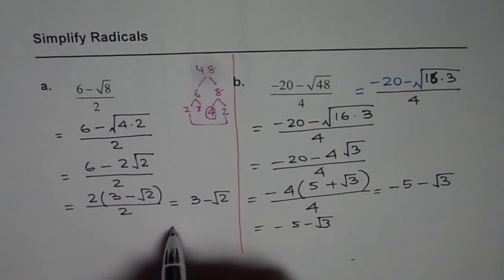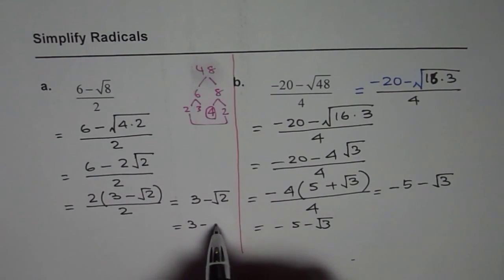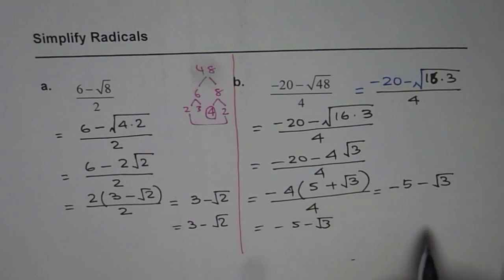In the previous case our answer was 3 minus square root 2. But the idea in both the cases is the number in the radical should be written in its factored form so that one of the factors is a perfect square. That helps to simplify. If you cannot write it like that, then it cannot be simplified. I hope that helps. Thank you.